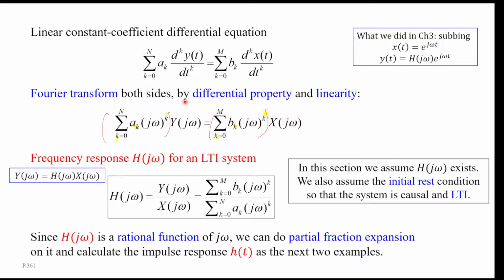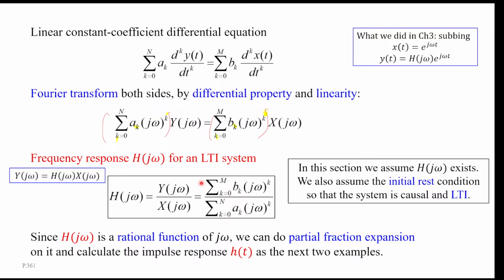And so you can take out this Y and take out this X, and then big Y equals big H times big X. So we just have big H equal to big Y divided by big X. You move things around. This big Y divided by big X should be equal to the summation of bk (j omega)^k divided by the summation of ak (j omega)^k.